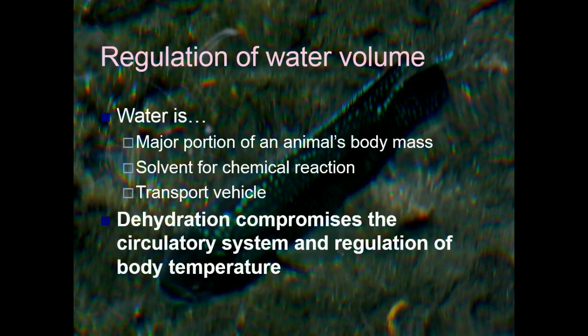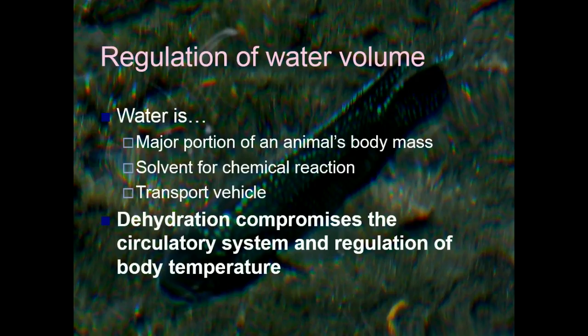In terms of regulation of water volume, now this is something that we usually do not think of when we think about the excretory system. And we're going to see a little later that for aquatic organisms this is really a critical function. Now we have to remember that water is a major portion of an animal's body mass.